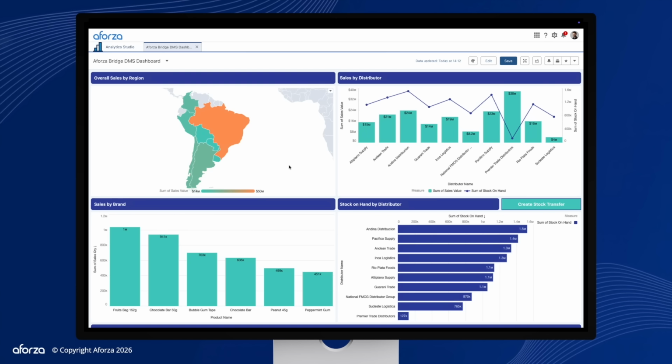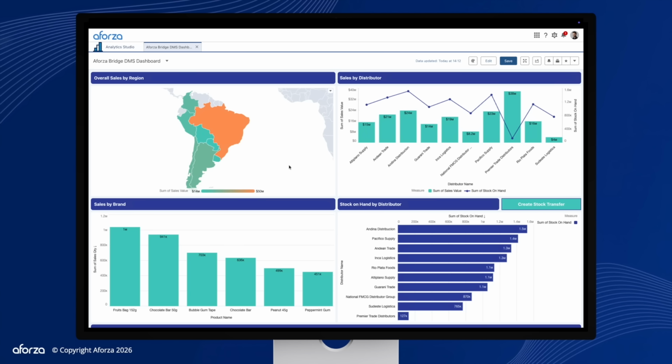As a manufacturer, the challenge isn't that you don't have data, as Ed said. The challenge is that the most important information for growth is spread across your distributors, each with different systems and processes. So you end up managing these markets, as Ed said, through spreadsheets and emails. And by the time the truth arrives, it's already outdated. So what I'm about to show you is how Aforza Bridge gives you real-time visibility and control across your distributors, and how Ava sits on top to turn those signals into prioritized actions.